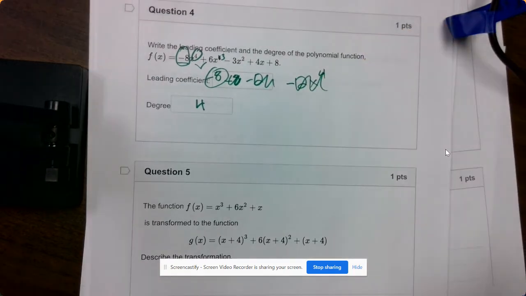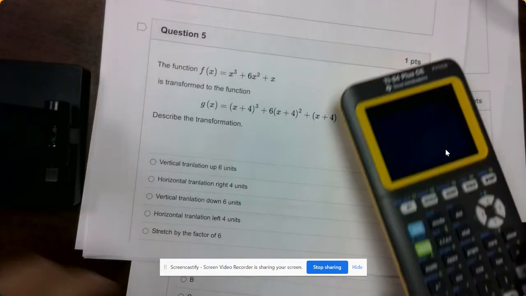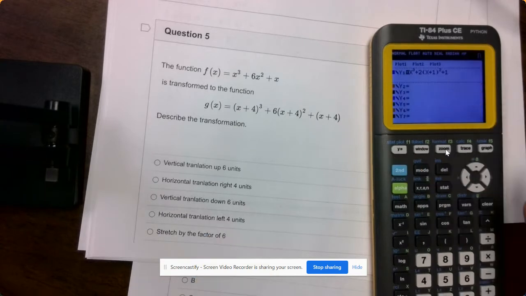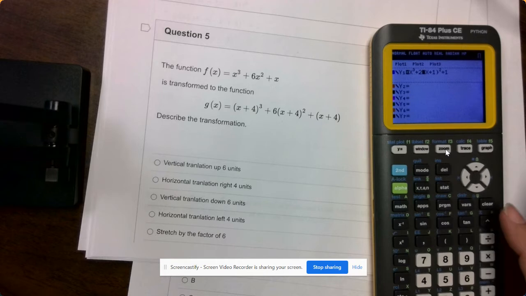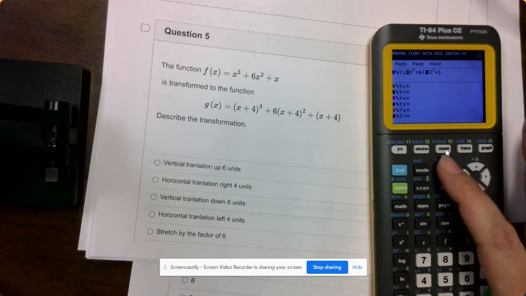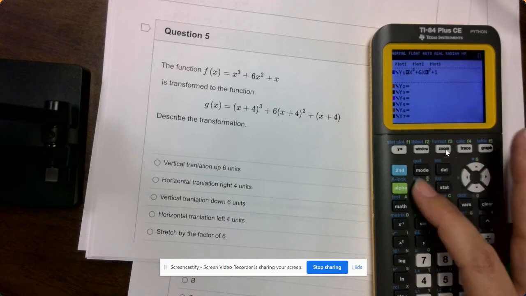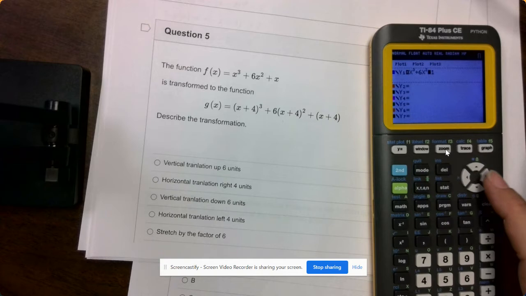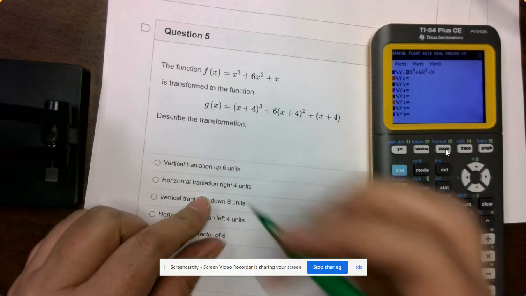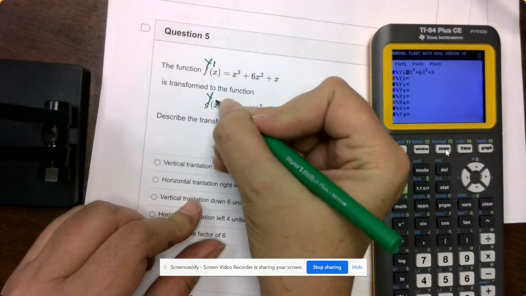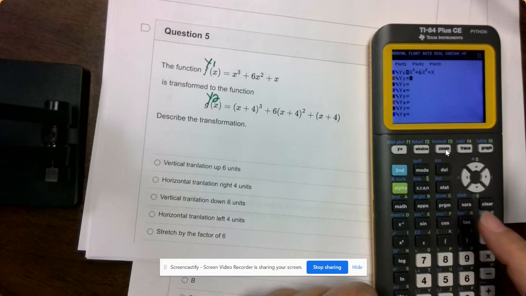Okay, so on this one, everybody, we're doing describe the transformation. So again, everybody, we're going to graph it. If you see with a lot of things, we graph. We're going to graph both of them. Everybody, this is the original, so this is our y1, this is our y2. So this is what it's transformed to. So then we plug that one in the calculator.